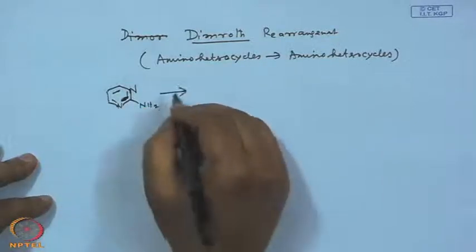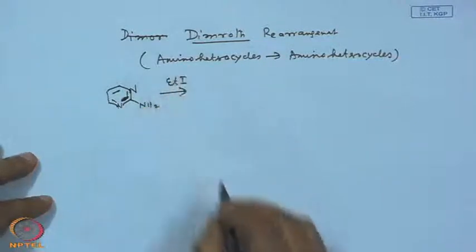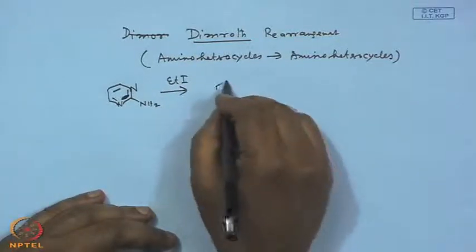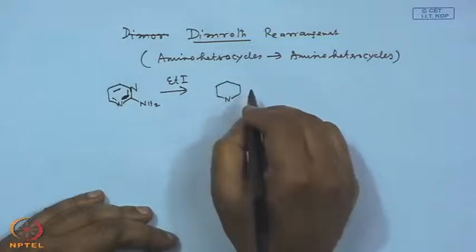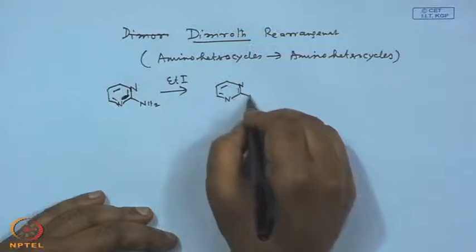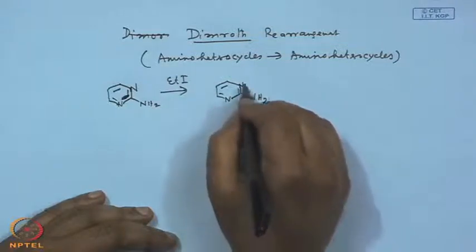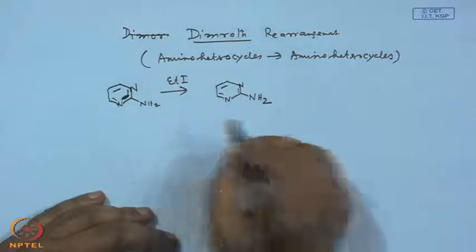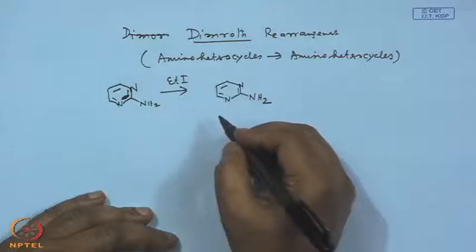aminopyrimidine, then you treat this with ethyl iodide. Of course, out of the 3 nitrogens, it is very difficult to point out which one is more nucleophilic in nature, right. Which one do you think is more nucleophilic? Between the two pyrimidine nitrogens, both are equivalent, right. So, the only competition is between the ring nitrogen and the external nitrogen. In most cases it is the ring nitrogen, because electron density is pulled towards the aromatic ring system.